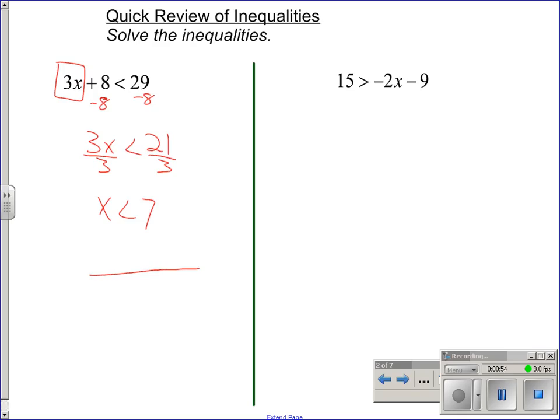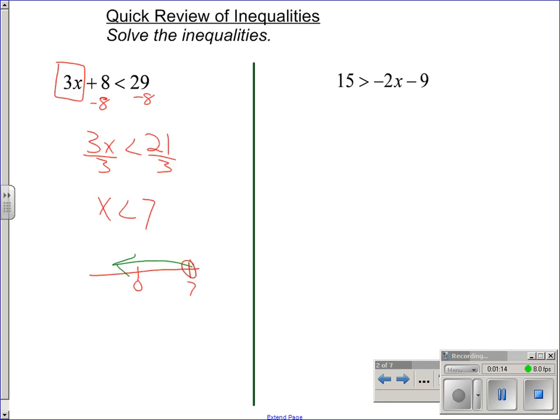A lot of times, sometimes more than an algebra class, you'd be asked to graph your answer. So if this is 0 and there is 7, you would put an open circle there, and we have x values less than that. Okay, most of the time we're not going to be asked to graph in this class, but that's how it's done.